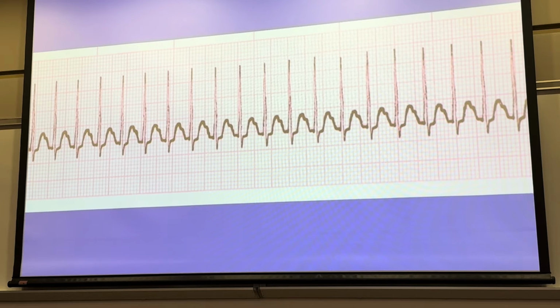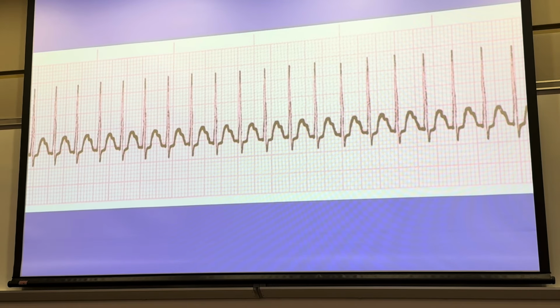What is this one, guys? SVT. All right. Remember, anything greater than 150, right? Same type of interventions. Beta blockers. I could cardiovert if I needed to. Synchronized cardioversion. I could also give adenosine. Remember that favorite drug? Basically reboots your system. Yeah, my favorite drug. Those types of things.